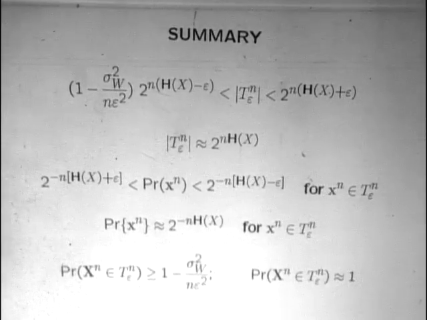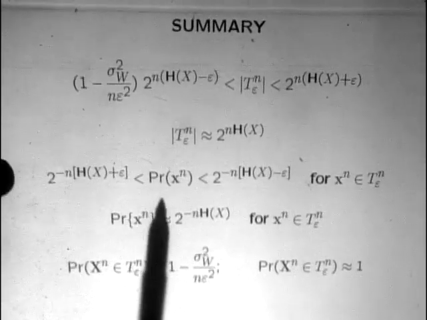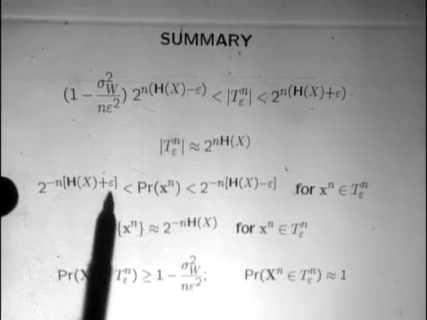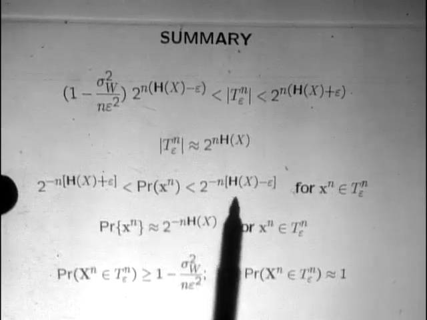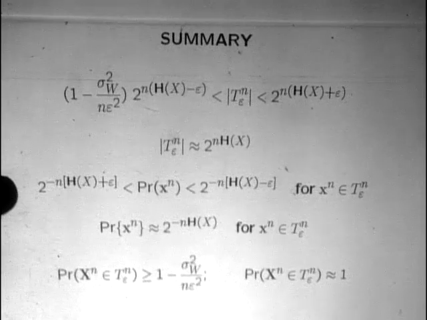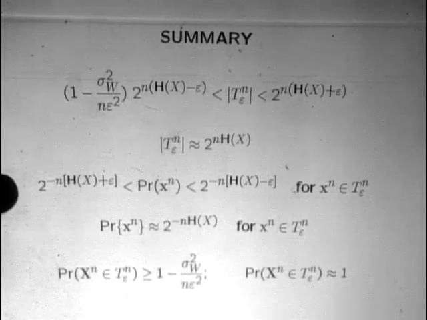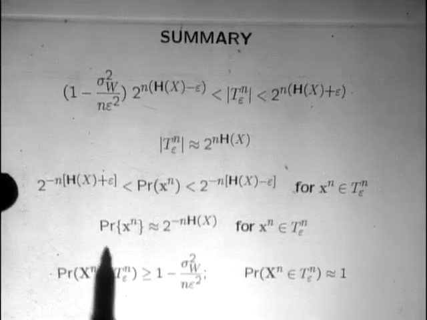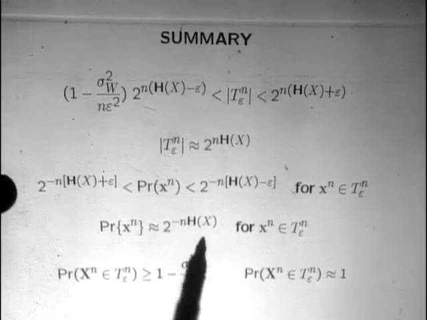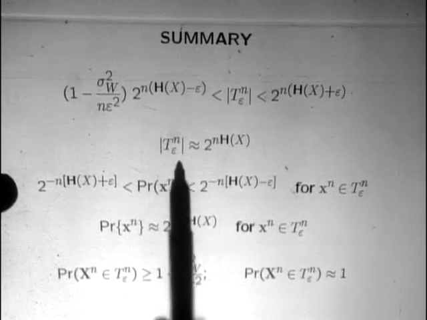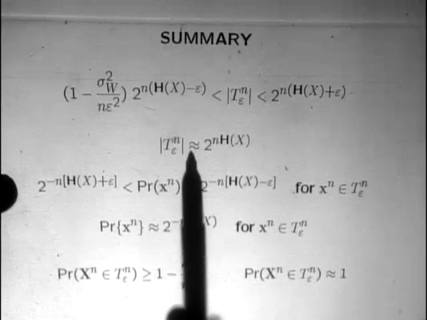Okay? The next thing we found is that the probability of an element in a typical set is between 2 to the minus n times (h of x plus epsilon) and 2 to the minus n times (h of x minus epsilon), which is saying almost the same thing as this is saying. And again, there's this approximation which says this is about equal to 2 to the minus n times h of x. And this is an approximation in exactly the same sense that that's an approximation.